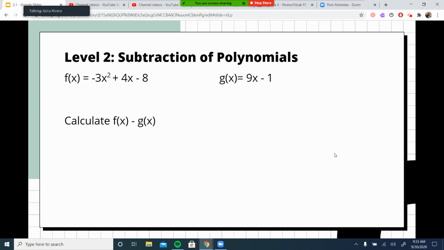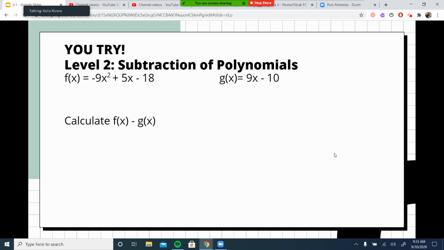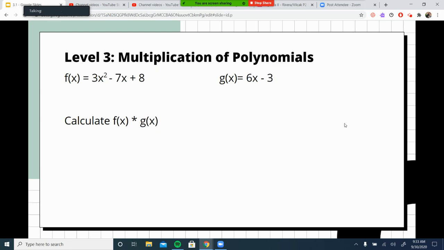All right, this one is all on you guys. So try it out as your retake, the level 2 subtraction of polynomials. Again, all you really need to remember is that I have to distribute the negative sign to g. All right, so those are your level 1s and 2s. Your level 3 is multiplication of polynomials.